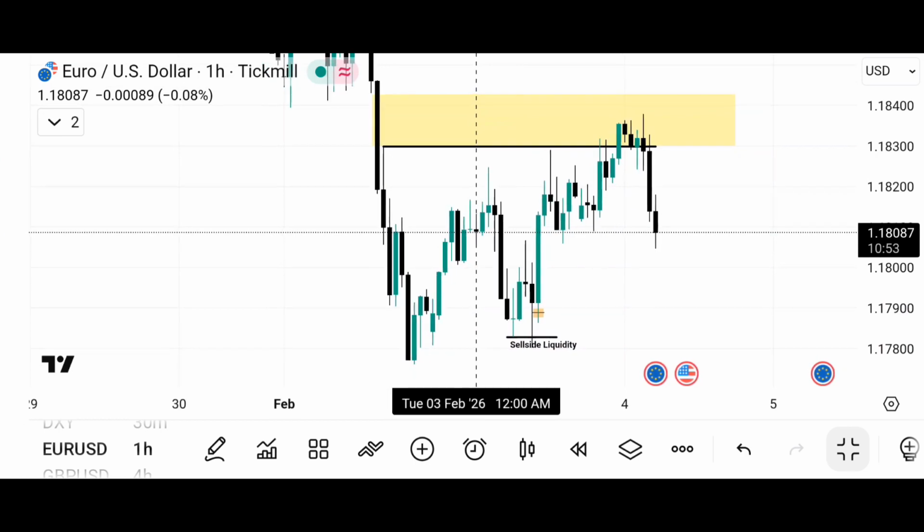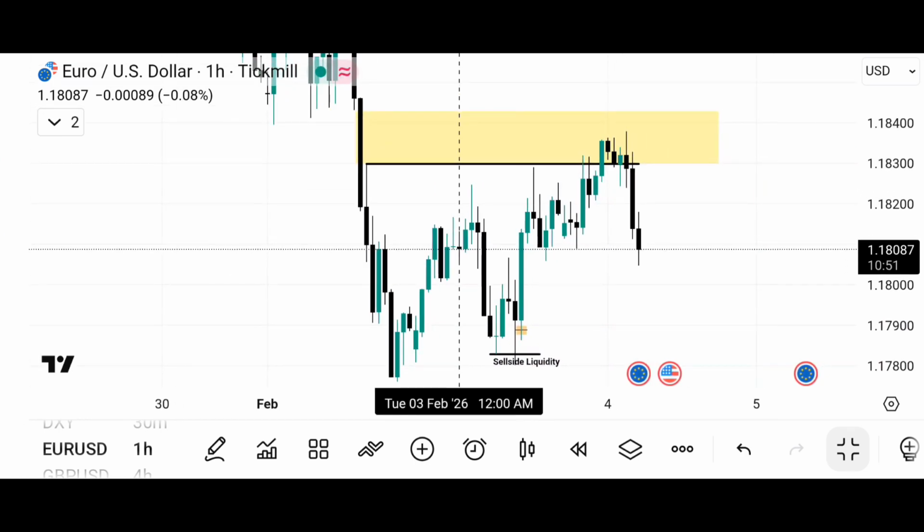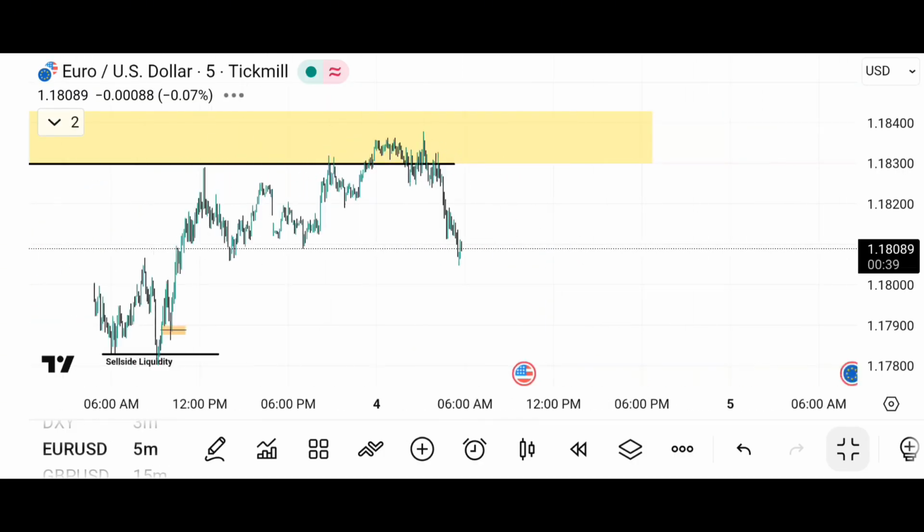So you can see the 2022 ICT mentorship model doesn't just work on Nasdaq and on gold. It actually works on other forex pairs, which I have shown to you today on EURUSD.